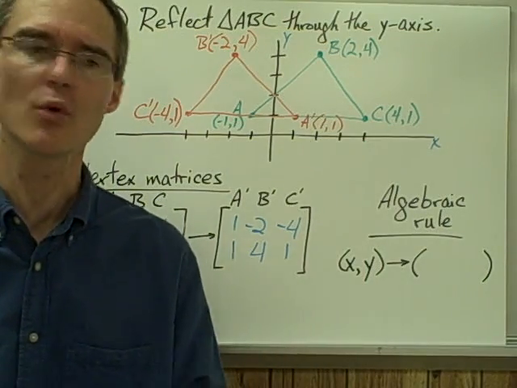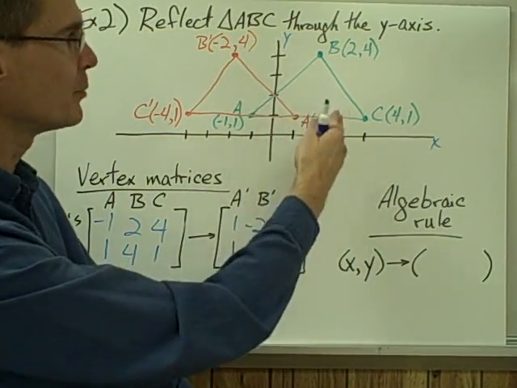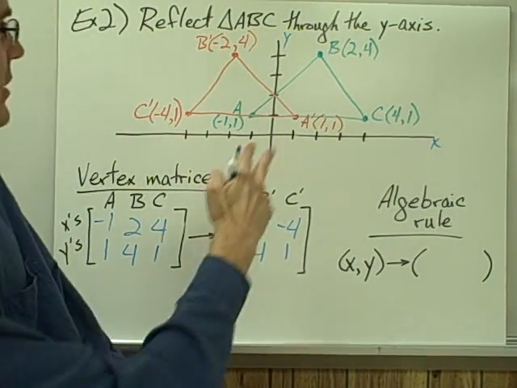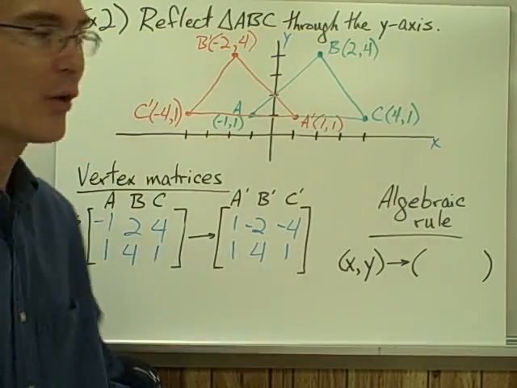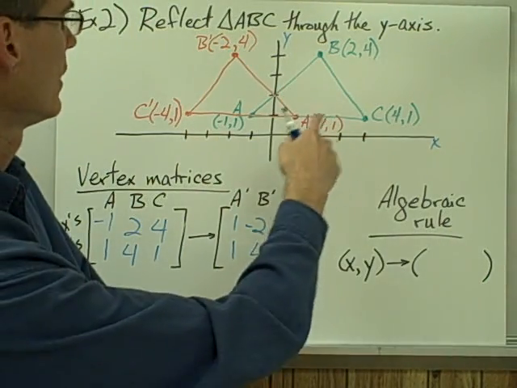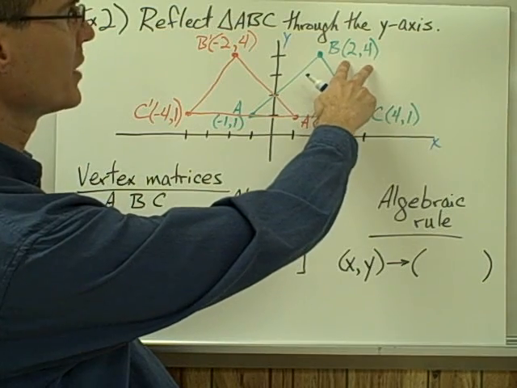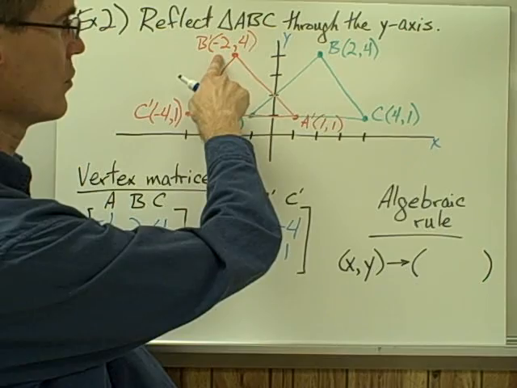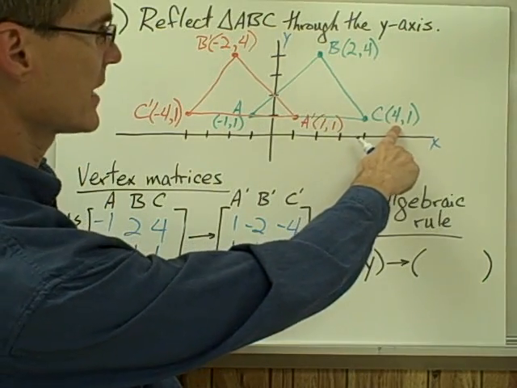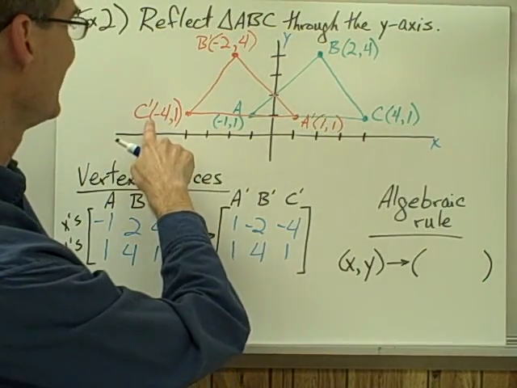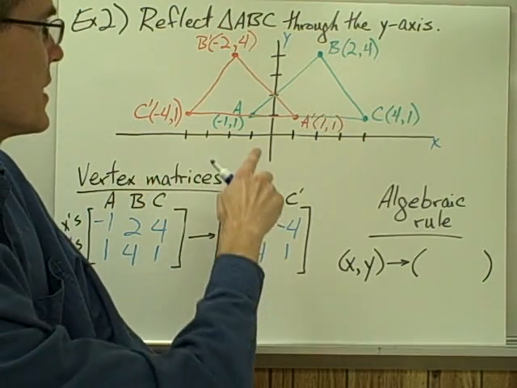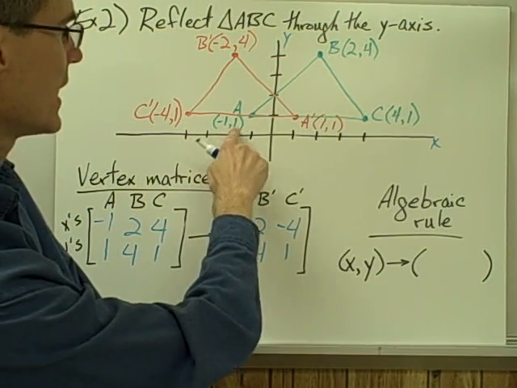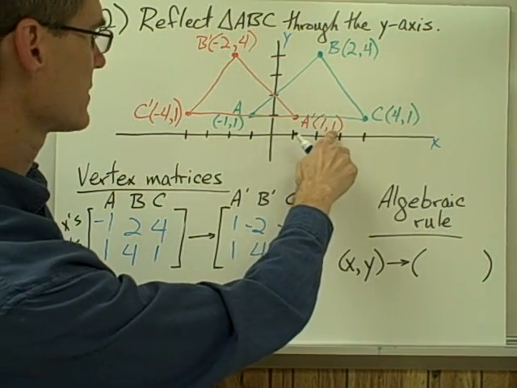What's the general rule for what I have to do to any given point if I want to reflect it through the y-axis? Well, let's take a look at what we had to do with each one of our points and see what pattern we come up with. Point B started out as 2, 4, and it became -2, 4. This point started out as 4, 1, and it became -4, 1. I think I'm starting to see a pattern. Point A started out as -1, 1, and it became +1, 1.